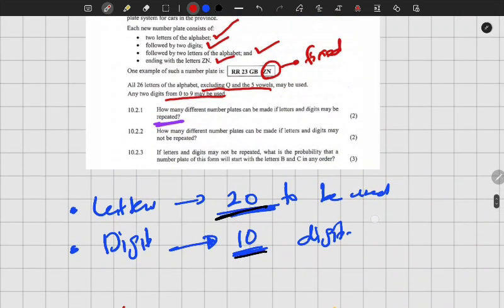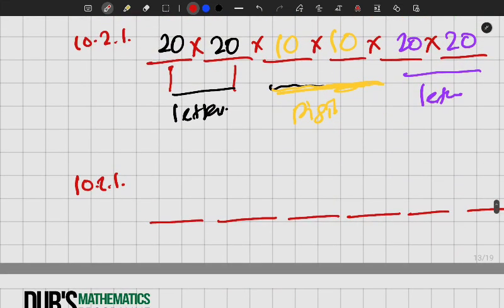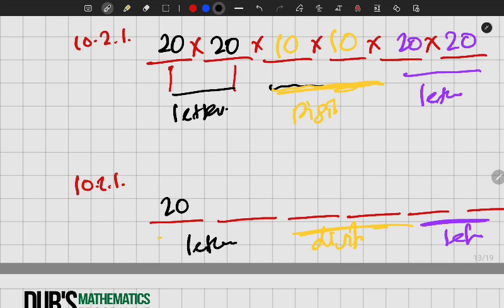Then 10.2.2. Still have 6 slots. So they're saying how many different number plates can be made if letters and digits may not be repeated. So now I cannot repeat. So we're still saying that on the first 2, it's letters, followed by digits here. Then lastly, still going to be letters. See the difference now? We have 20 letters, but now we've used 1 letter here, so we're left with 19 options because we cannot repeat. If I've used B here, I cannot put B again here. B is now out. I can only use the letter once.